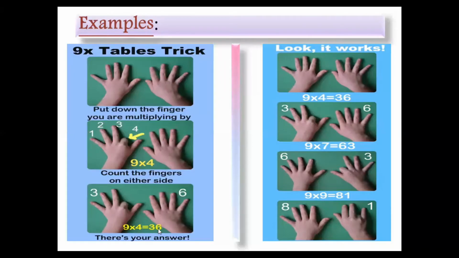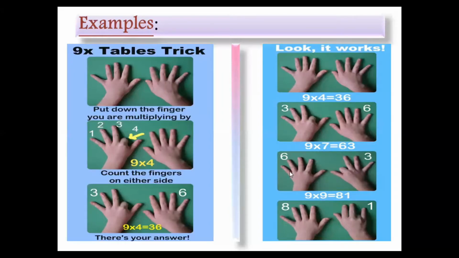Let's take another example. Here I want to get the product of 9 by 7. You hold up all of your 10 fingers, then we count until we get the 7th finger from the left: 1, 2, 3, 4, 5, 6, 7. Then you bring down the 7th finger.